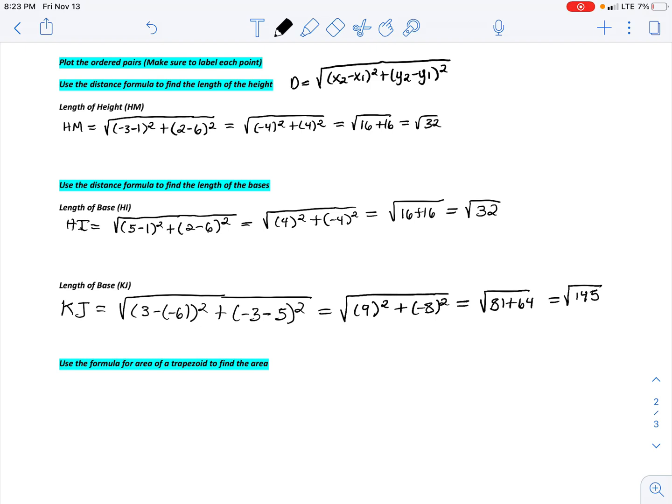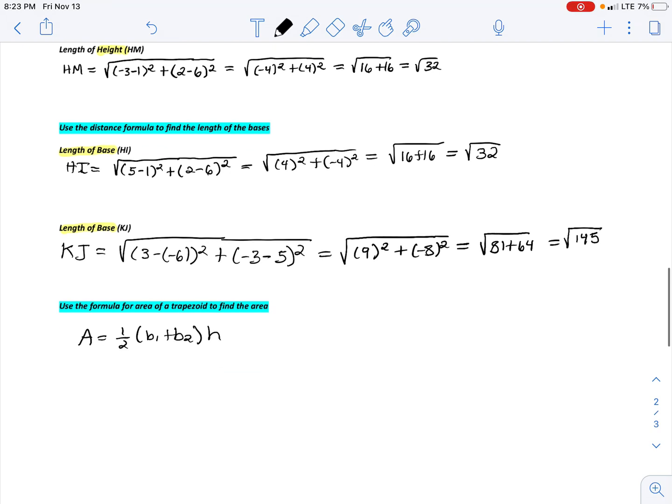And so now I want to use the formula for the area of a trapezoid to find the actual area. So going back to this, what we found was we found the height of the trapezoid, and then we found the length of the two bases. So you want to remember that the area is given by 1/2 base 1 plus base 2 times the height. And so now I'm just going to plug these numbers into the formula. And so I get that A is equal to 1/2 times base 1, which is the square root of 32, plus base 2, which is the square root of 145.